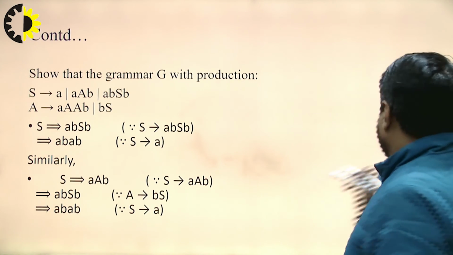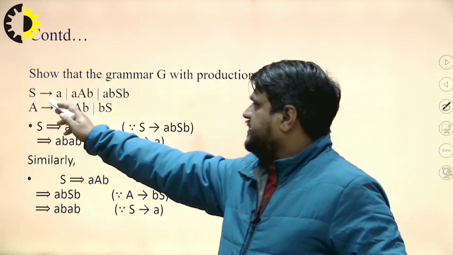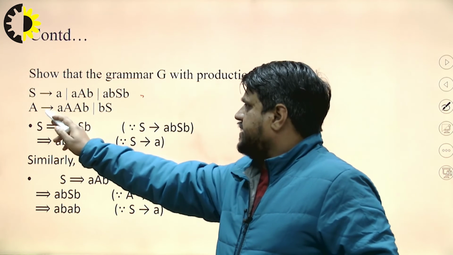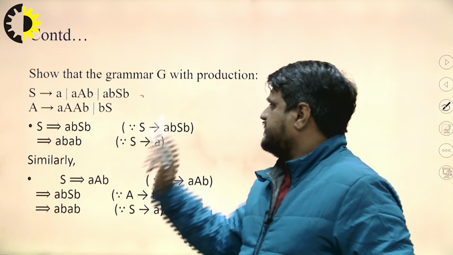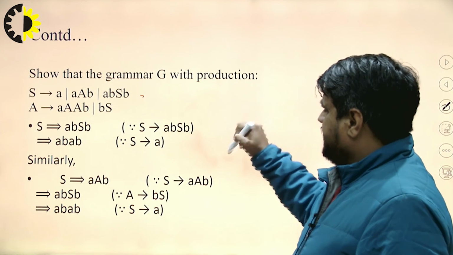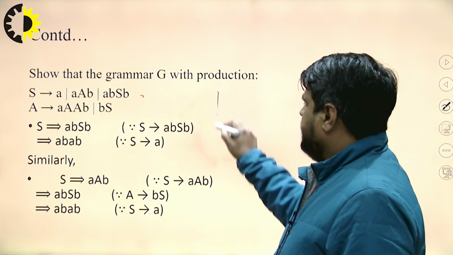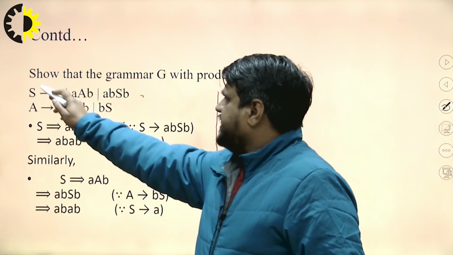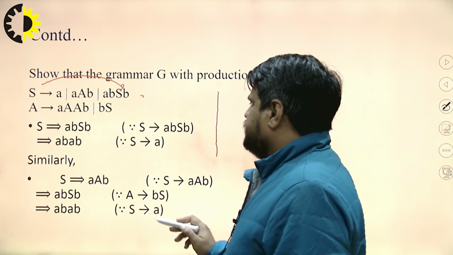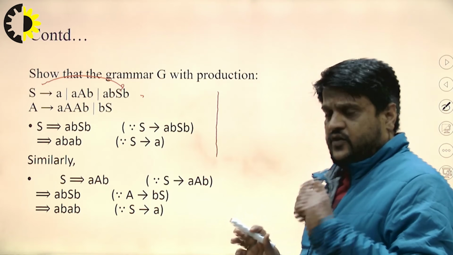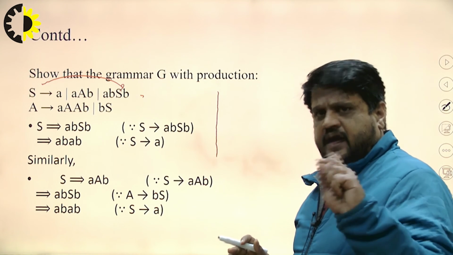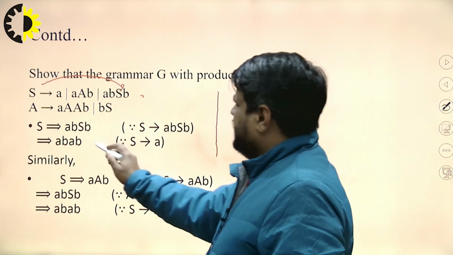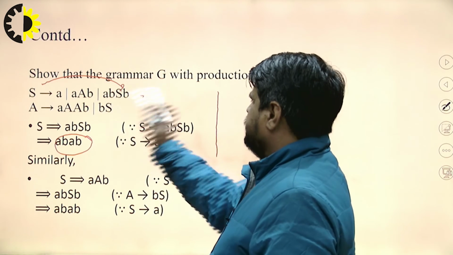Let us take another example. Grammar is given here. S tends to A oblique AAB oblique AB SB, and A tends to AAB oblique BS. Is this particular grammar ambiguous or not? You can see, if we perform the derivations, I will take this particular production in order to generate a string AB. For any string, if more than one parse tree is possible, then the grammar is ambiguous. You can affirm that. So for the particular string AB, I will try to derive.